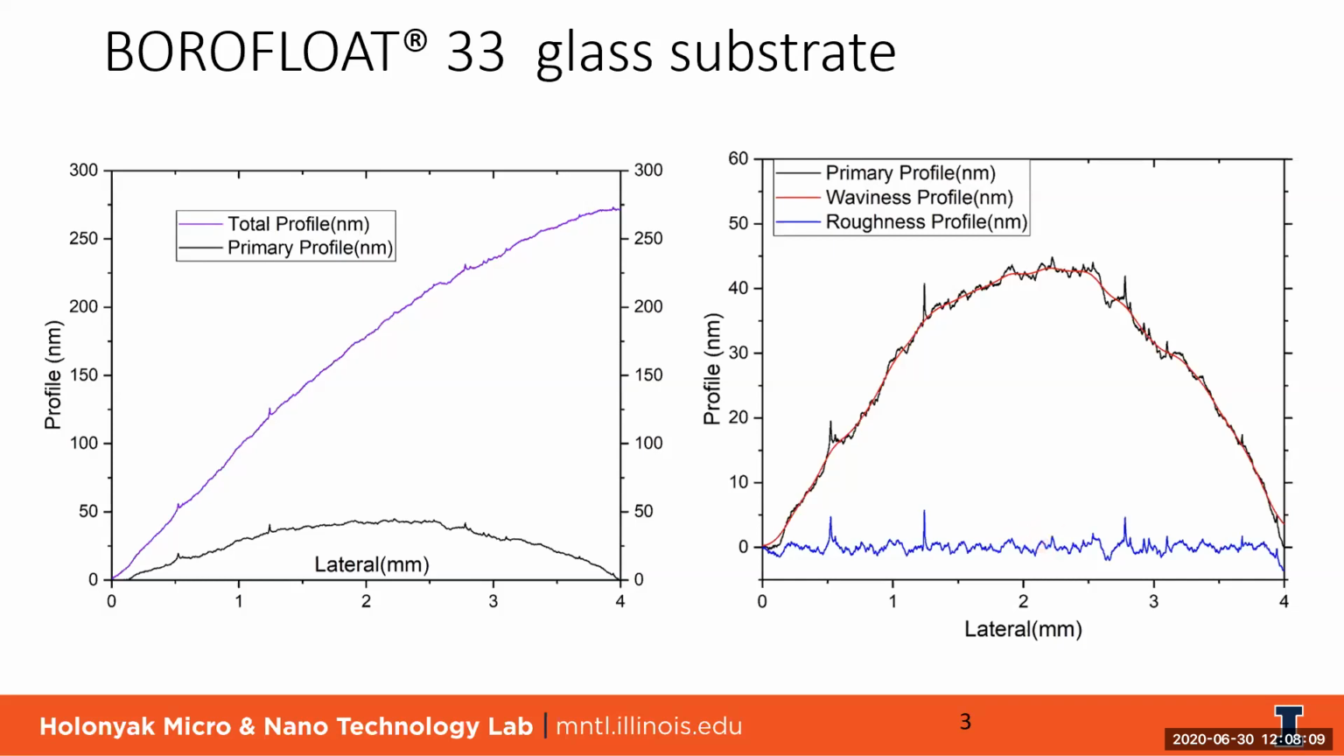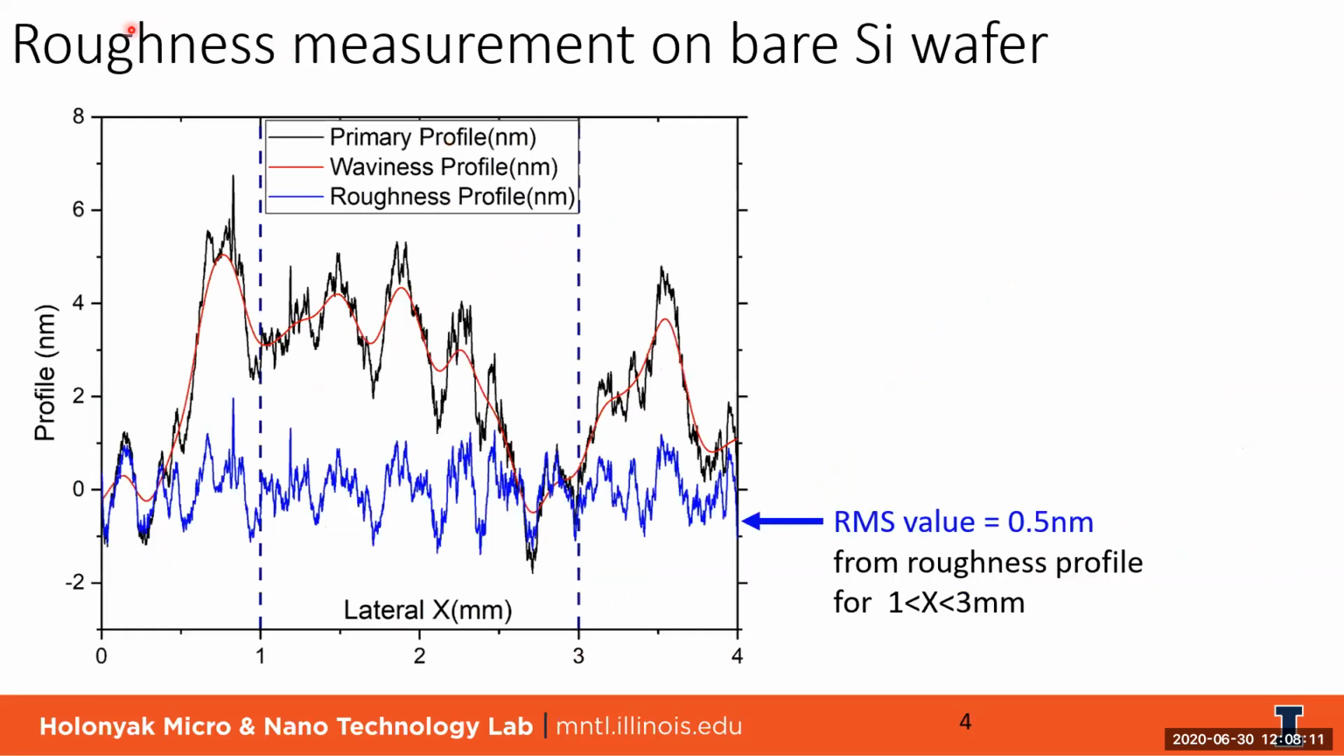So now that I've shown you all this long pass filter and how to extract the roughness profile, let's apply it to silicon. So shown here is a roughness measurement on a bare silicon 4-inch wafer. And again, the black curve is the primary profile after we remove the tilt. And the red curve is the waviness profile. And the blue curve is the roughness profile.